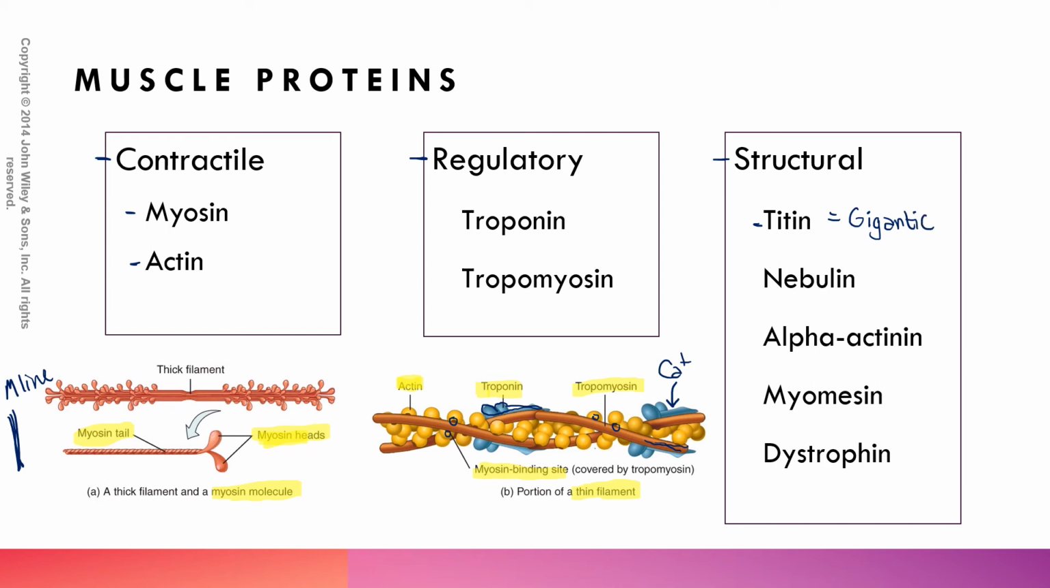This is the third most plentiful protein in skeletal muscle. Each titin molecule connects a Z disc to the M line of the sarcomere, and this helps to stabilize the position of the thick filament.